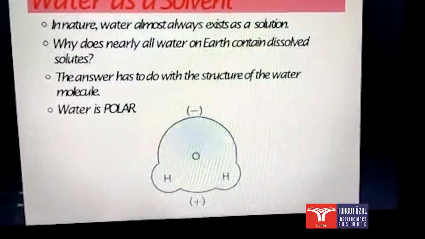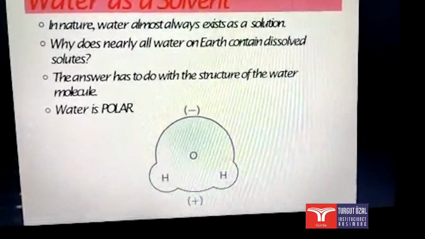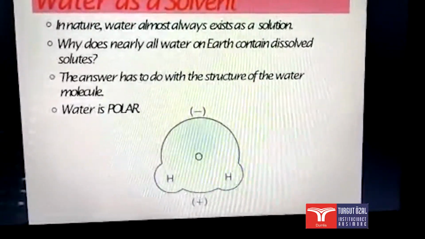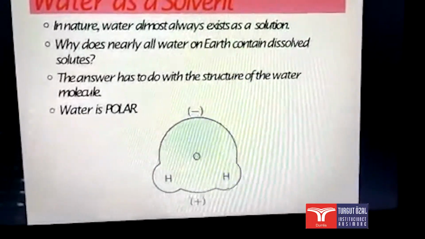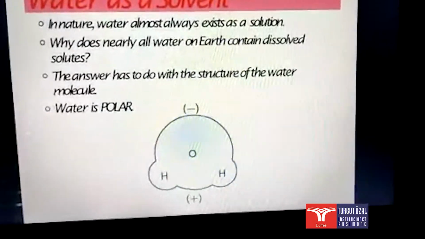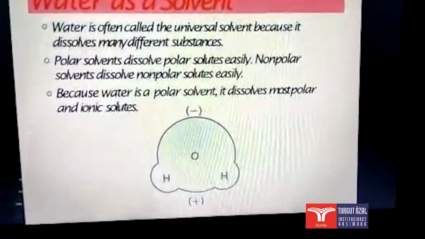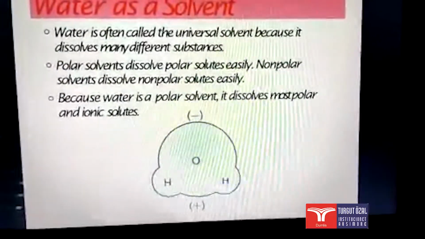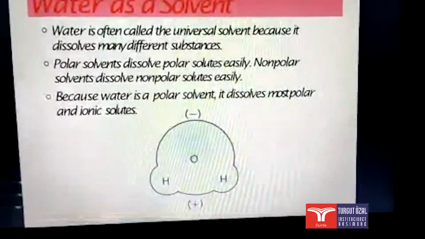Water as a solvent. In nature, water almost always exists as a solution. Why does nearly all water on Earth contain dissolved solutes? The answer has to do with the structure of water. Water is polar. Water is often called the universal solvent because it dissolves many different substances.